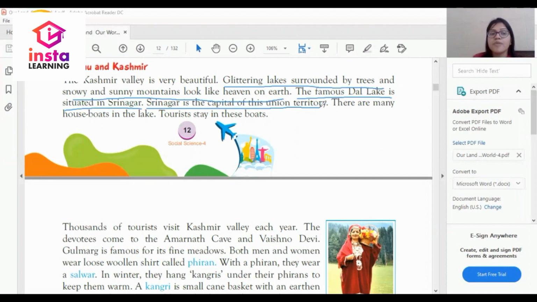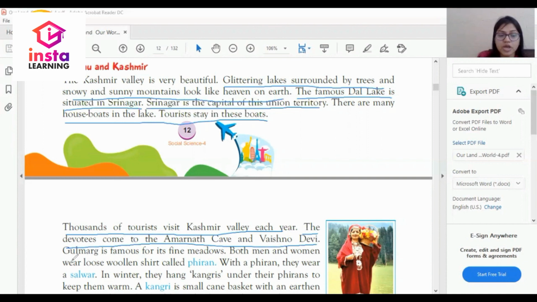There are many houseboats in this lake. Tourists stay in these boats. Thousands of tourists visit Kashmir Valley each year. The devotees come to Amarnath caves and Vaishno Devi. Gulmarg is famous for its meadows. Both men and women wear a loose woolen shirt called firan.